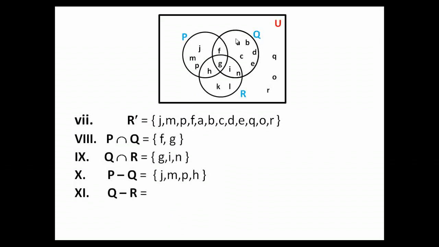Next, Q minus R. So Q minus R, here we have Q and here we have R. So elements that are present only in Q we have to take. So A, B, C, D, E and F. Clear? Next, P minus R. Now here we have P and here we have R. Means the elements we have to take that are present only in P. That is J, M, P and F. So is it clear? Okay.